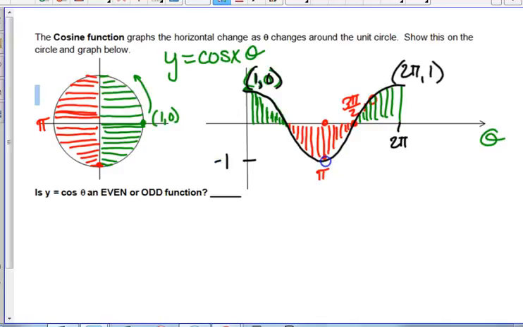The longest it got in the negative direction was 1, and that happened at pi. And we said at 3 pi over 2 it was at 0. And where's the other 0 then? Halfway between.